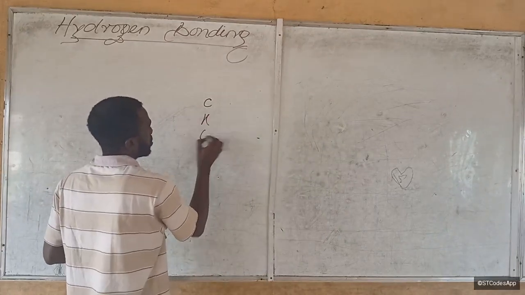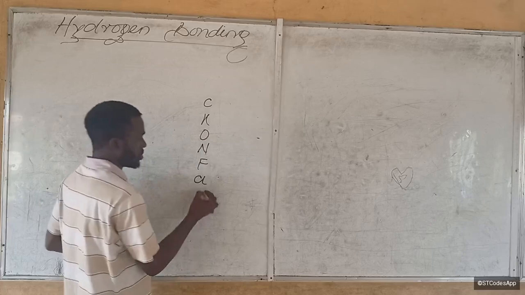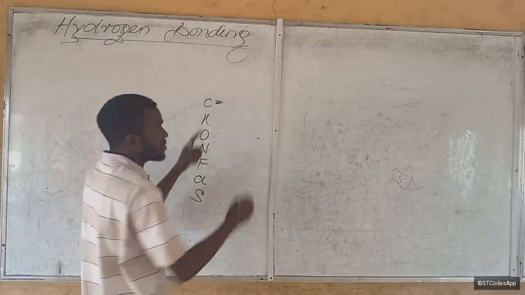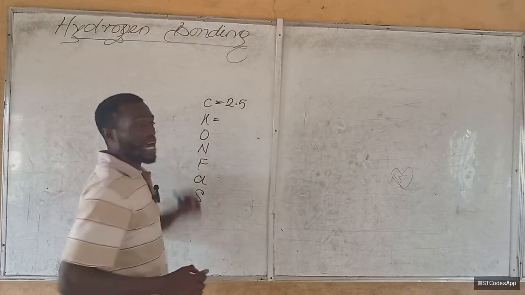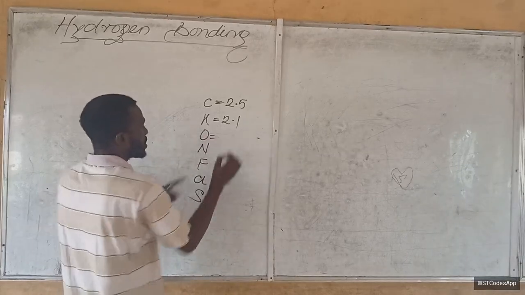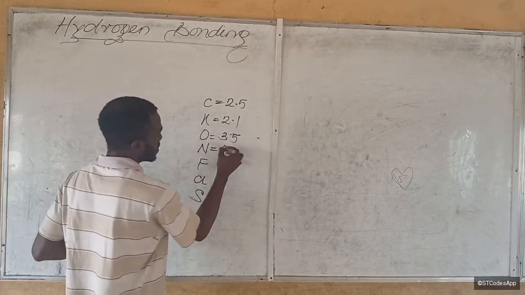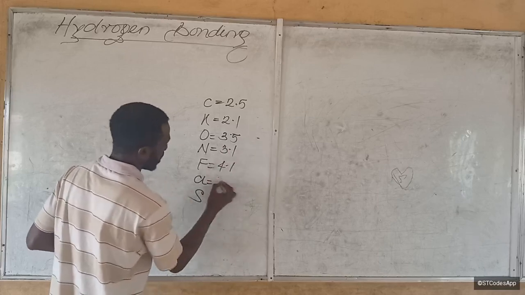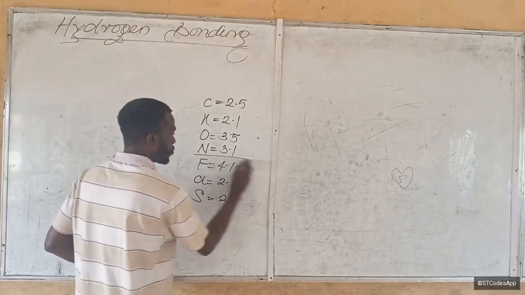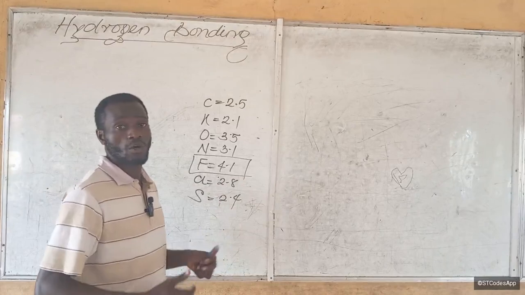The atoms that we see in organic compounds are carbon, hydrogen, oxygen, nitrogen, fluorine, sometimes chlorine, sometimes sulfur, and I'm going to be using these to explain. This one has an electronegativity value of 2.5, this one 2.1, and according to the Pauling scale, this one 3.5, this one 3.1, this one 4.1, this one 2.8, and this one 2.4. As I said in the former video, you can see that fluorine is the most electronegative element on the periodic table.